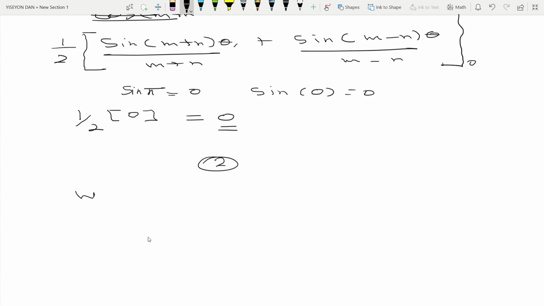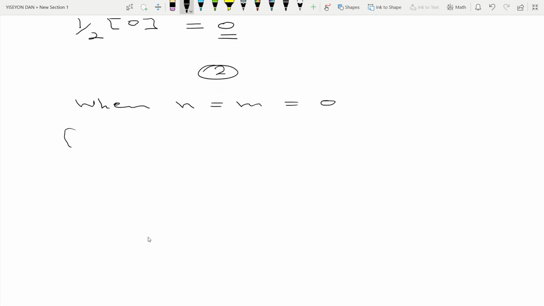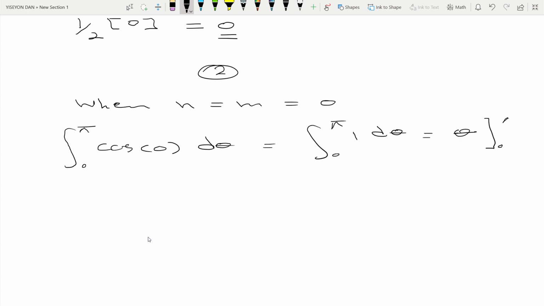So we have case 2, when n is equal to m is equal to 0, we'll have the integral of 0 to pi of cos 0 theta. Cos 0 is 1, so the integral of 1 from 0 to theta, and the answer for this is theta. And if you put your boundary 0 to pi, our answer is pi. So that is for case 2.